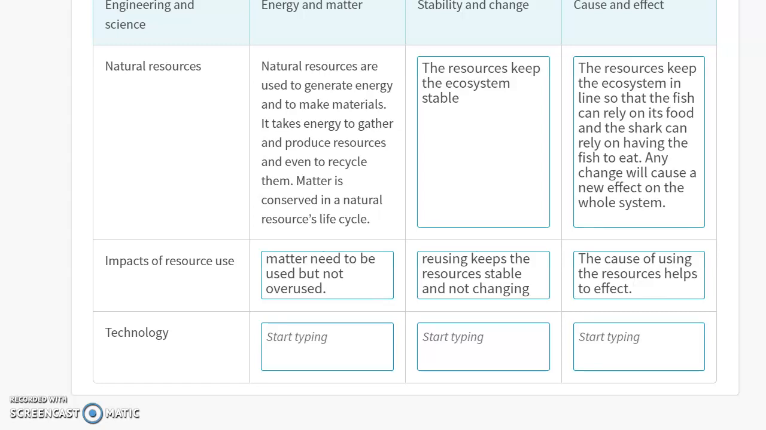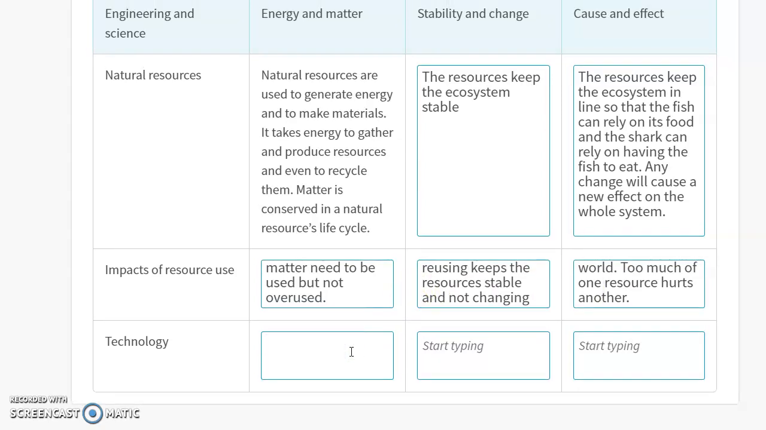Okay, so moving on from the last video, this is finishing up the unit review for lesson 2. It's the entire first unit for 7th grade. So the cause of using the resources helps to affect what happens in the world. Too much of one resource hurts another. Okay, feel free to rewind, play that back as many times to be able to fill that in.